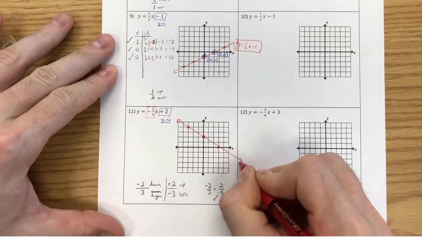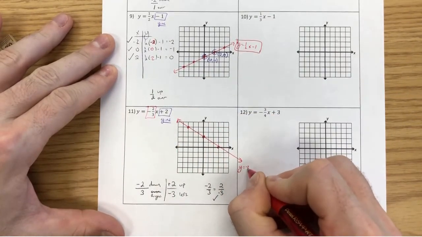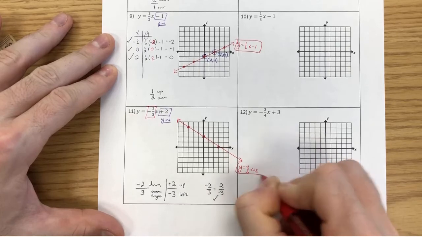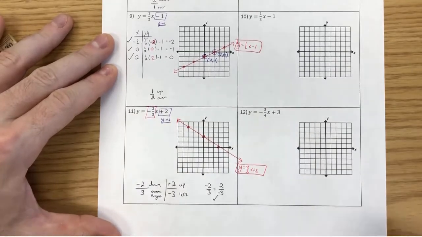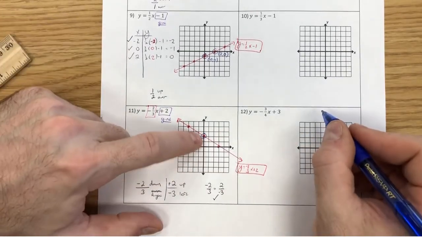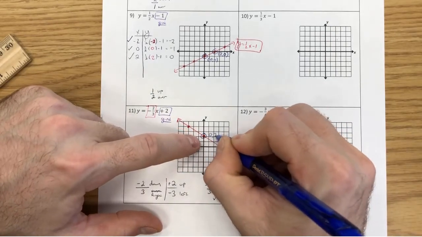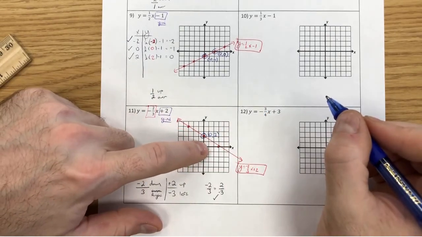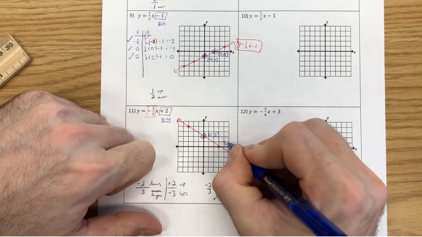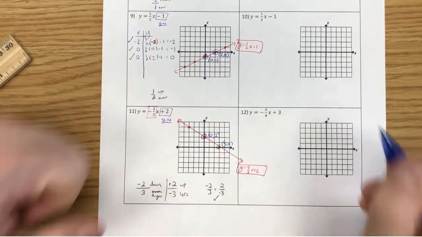Graph my line straight through. Y is negative 2/3 x plus 2. Labeled my line. I got a point right here that's at 0, up 2. A point right here that's over 1, 2, 3. So 3, 0. And there we go.